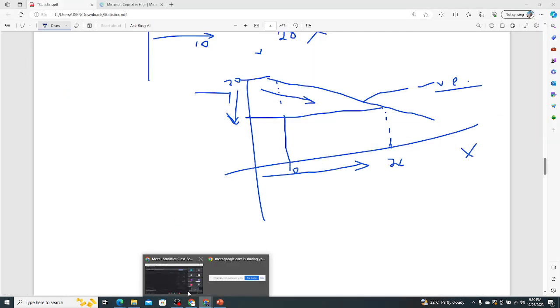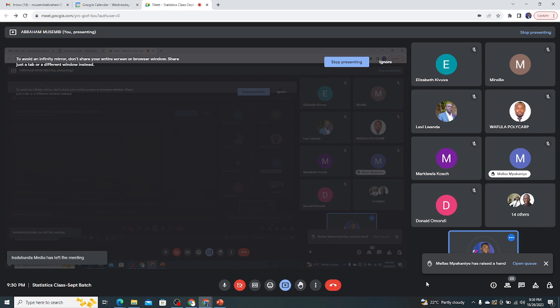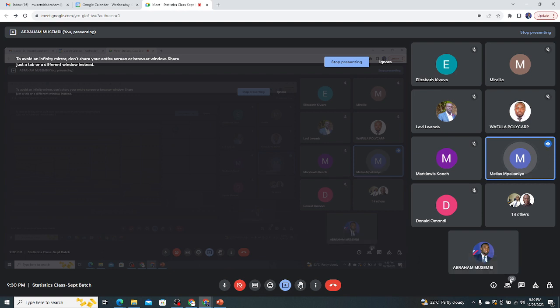I can see Milas has raised a hand. Yes, please. Good evening. Good evening. I have two or three questions. The first one: you're talking about the linear relationship, the linear regression.